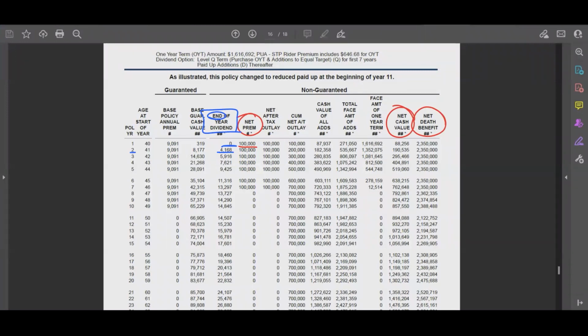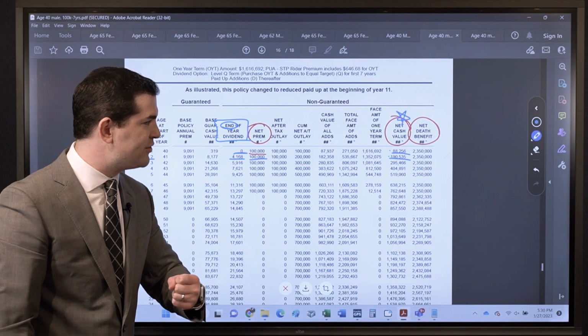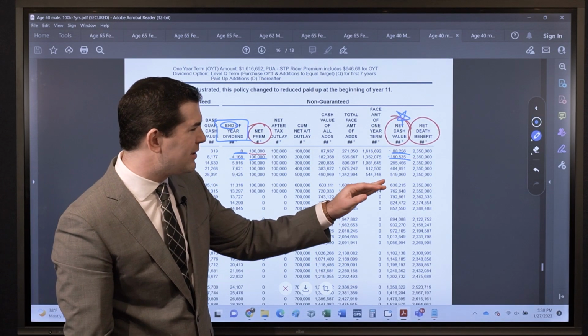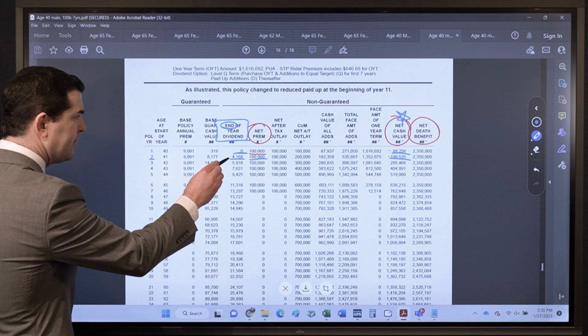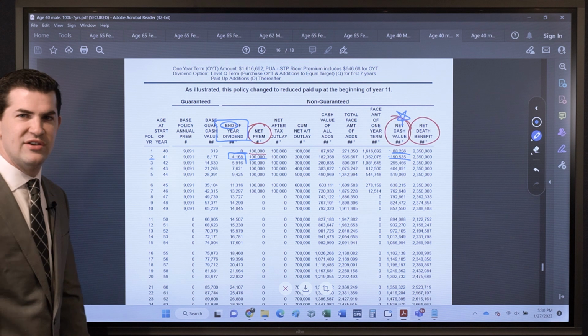Now, here's what I want to hit on, though, is when we look at the net cash value, this is really what's most important because this represents the net value at the end of the day. If I look at year 1, I see I have $88,000 in cash value. I paid in year 2, $100,000, and my cash value is $190,000, which means I got my $100,000 back and about another $2,000, a little bit more. But the dividend column reads $41.68.